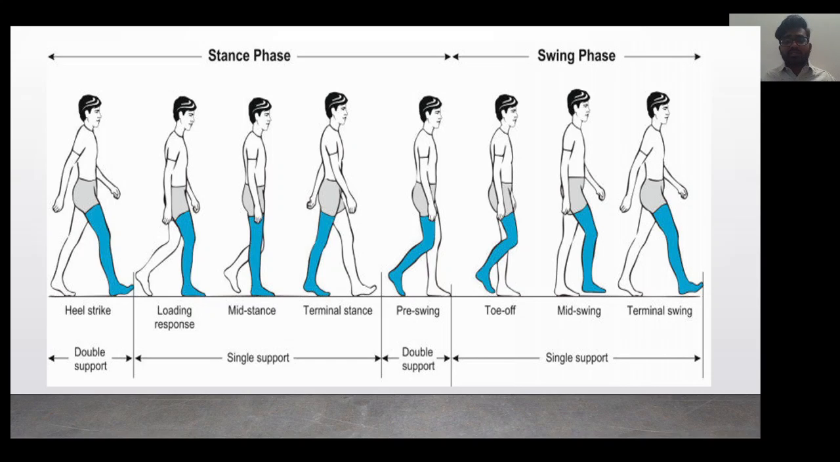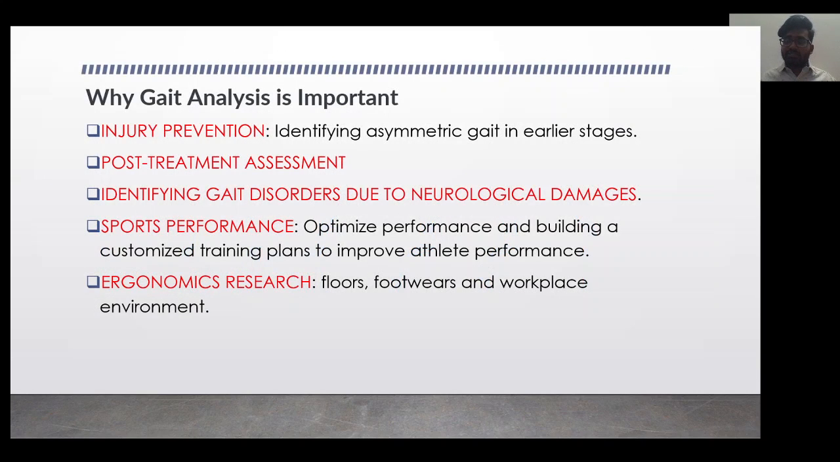Now the last question is, what is the importance of gait analysis? Why do we need to do gait analysis? First is injury prevention. When we do gait analysis, we are able to differentiate between a symmetric gait and an asymmetric gait, which is nothing but differentiating a normal gait from an abnormal gait. We are comparing results and are able to find out if there are any abnormal gait patterns. If there are abnormal gait patterns at an earlier stage, we are able to rectify them and prevent injuries that might take place in the future.